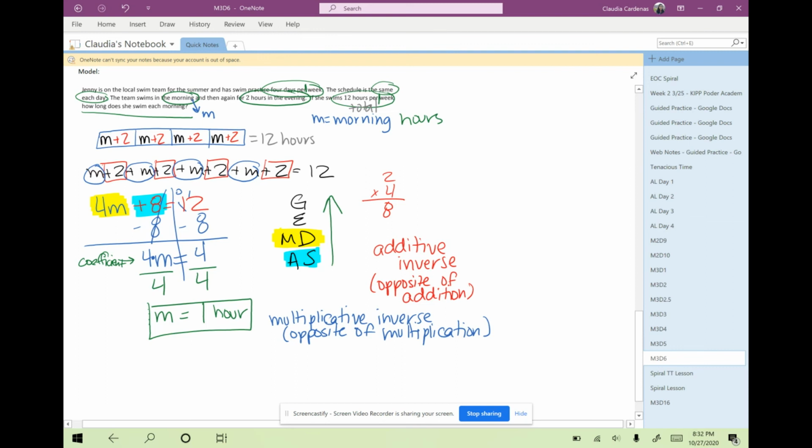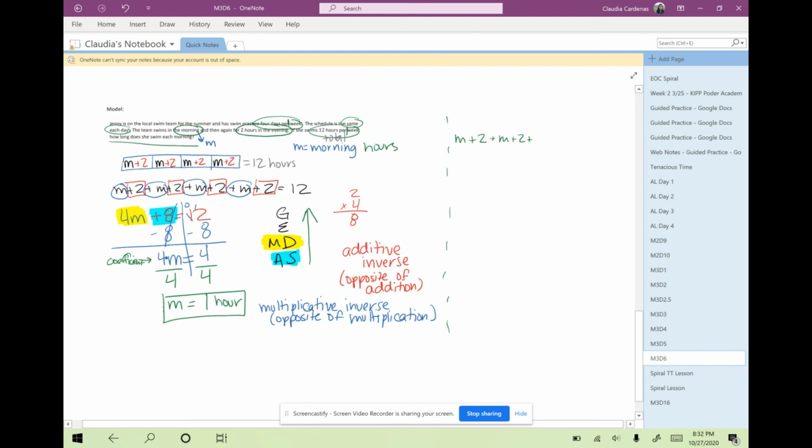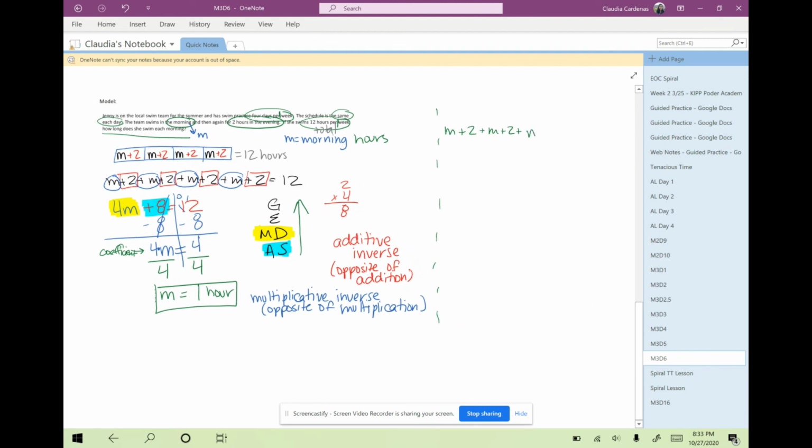So let's go ahead and double check our work and make sure that we solve this correctly. So I'm going to look over here on this side to just check our answer. So our tape diagram originally said that they swim in the morning and then 2 hours in the evening, plus the morning again, plus the 2 hours in the evening, plus the morning hours again, plus 2 hours in the evening, and plus another set of morning hours, and then 2 hours in the evening.